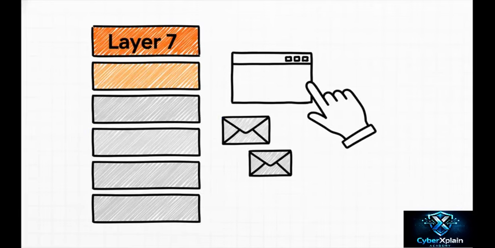Okay, let's start our tour of the layers, and we'll begin right at the top with Layer 7, the application layer. This is the one you actually see and interact with. It's your web browser, your email client, the app you're using.